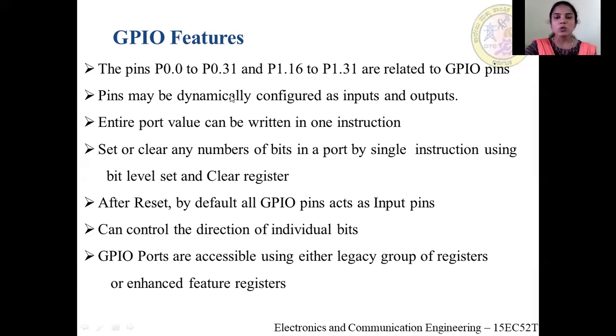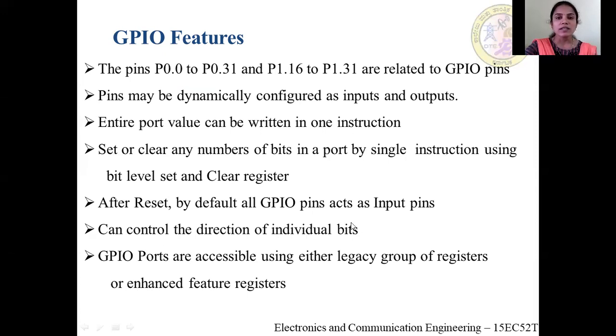If you want to use those pins as output pins, or if you want to send some output on those pins to the external peripherals, then you have to set them externally by using the GPIO register as output pins. You can control the direction of individual bits.